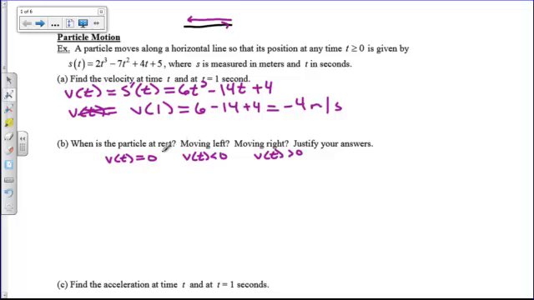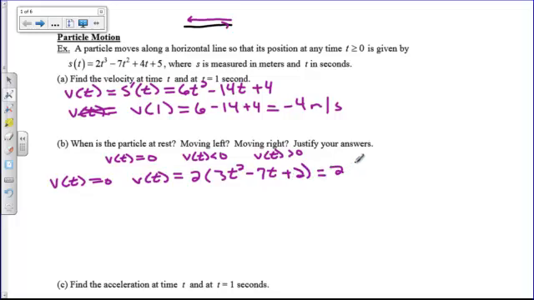When is the particle at rest? Now my velocity was my expression up here, 6t squared minus 14t plus 4. And to set that equal to 0, I'm going to need to factor it. So I'm going to say that my velocity is, let's factor out a 2. That will give me 3t squared minus 7t plus 2. And I should be able to factor this. It's not going to be too bad into two binomials.